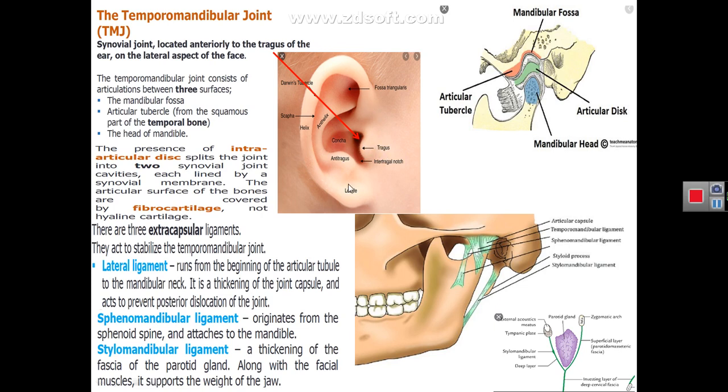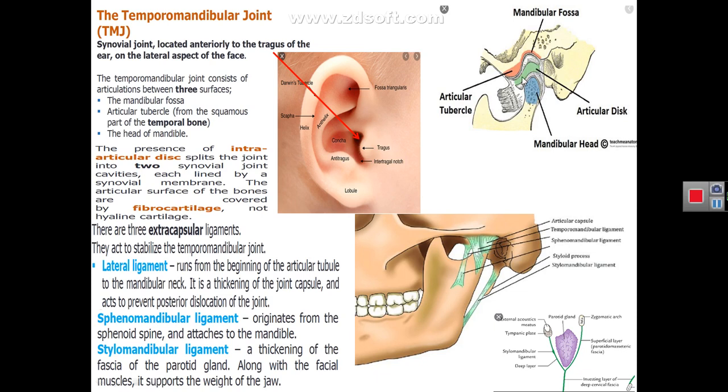The auricle of the ear shows many folds which have many names. One of these names is the tragus, and the temporomandibular joint is located anterior to the tragus. The temporomandibular joint is a synovial joint. The articular surfaces are made by the mandibular fossa of the temporal bone and the articular tubercle of the temporal bone. Both of these are above, forming the articular surface above, while below is the mandibular head, or head of the mandible.